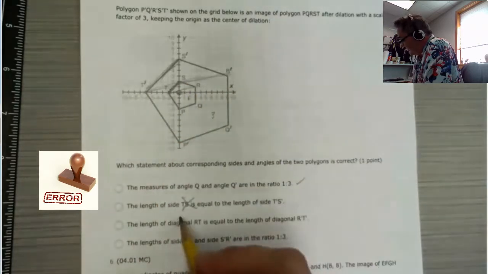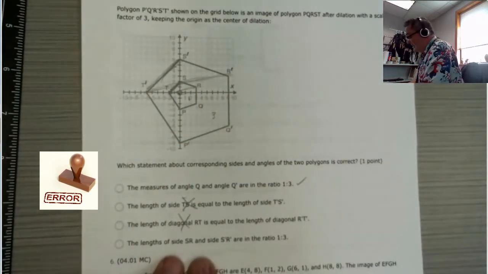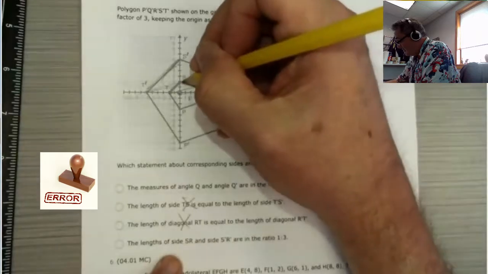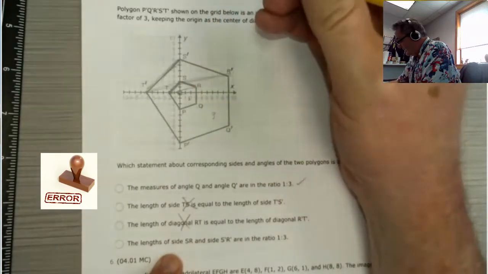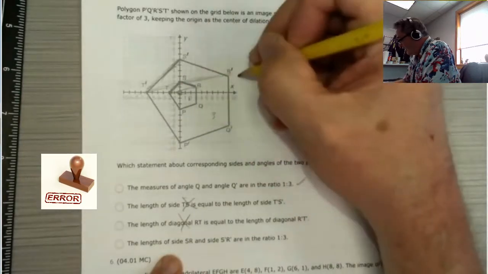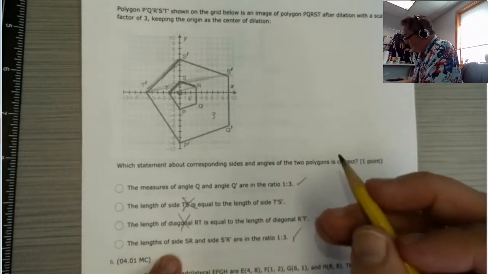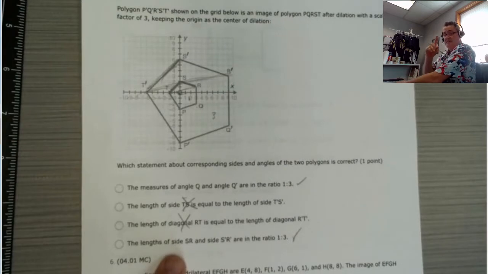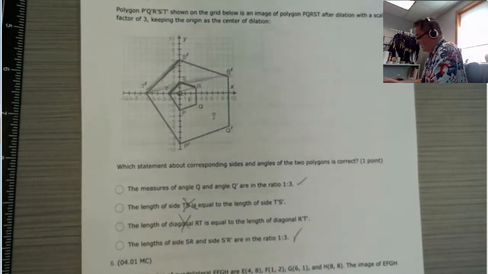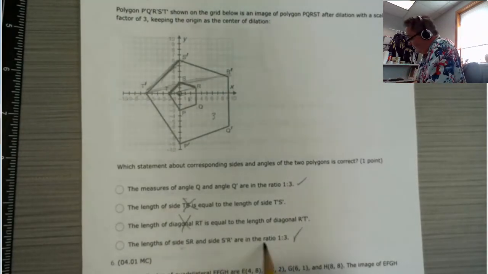Those are definitely not equal. The lengths of side SR and SR prime are in a ratio of 1 to 3. Oh, here's what we're going... Okay, I got fooled. Don't do this. This talks about the lengths of the side. Those would be in a 1 to 3 ratio.